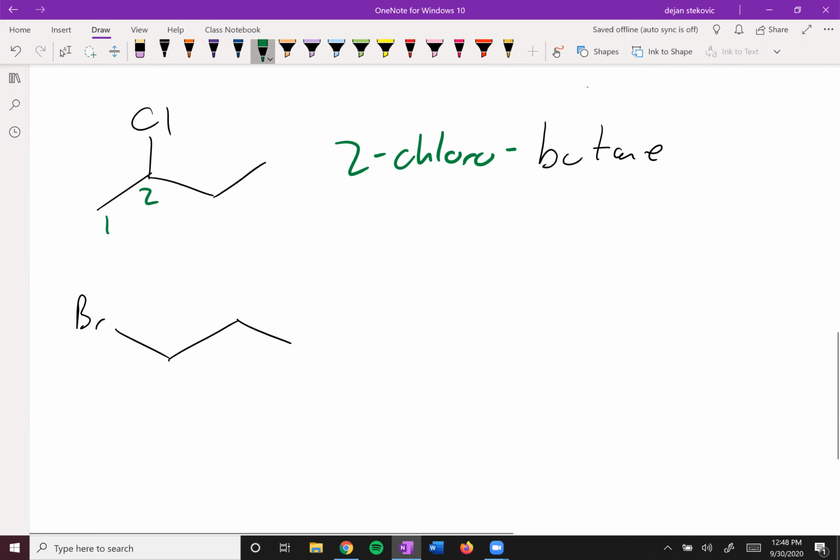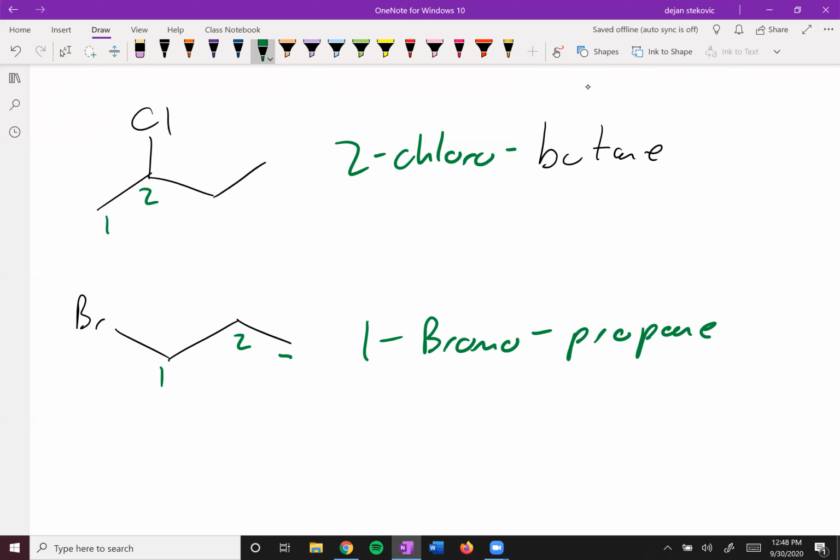Something like this, right? We see the bromine is on number 1, right? You always want a number with the smallest number. So this would be 1-bromopropane, right? There's only 3 carbons here.